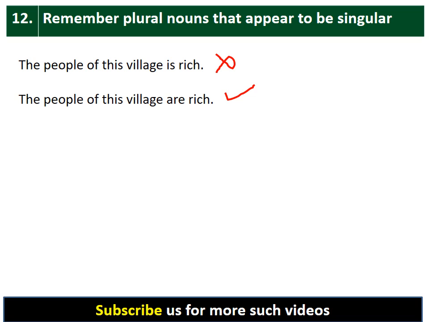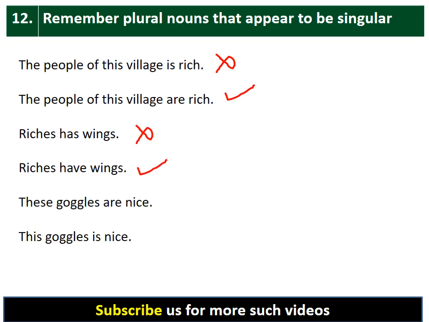Sentence 2 is correct. Now second we have here riches has wings or have wings. Riches have wings is correct. These goggles are nice. This goggle is nice. No, the second one is wrong.